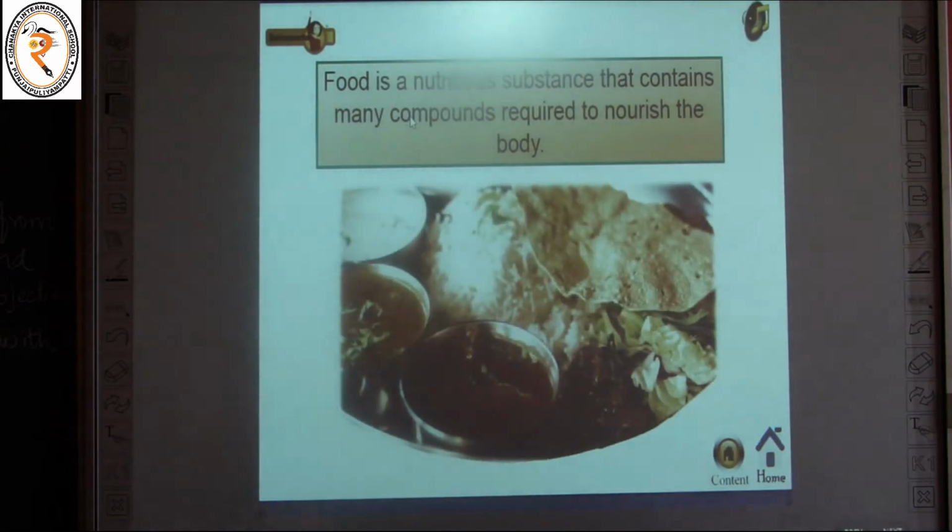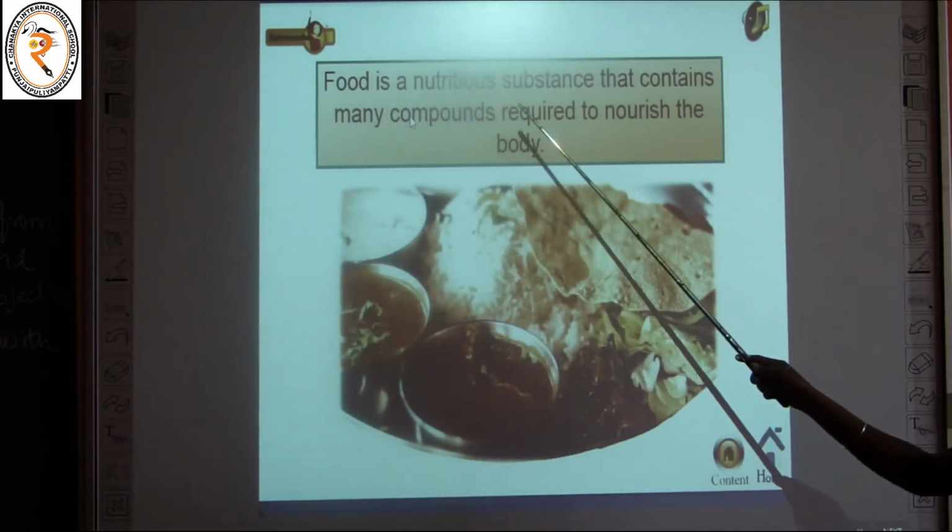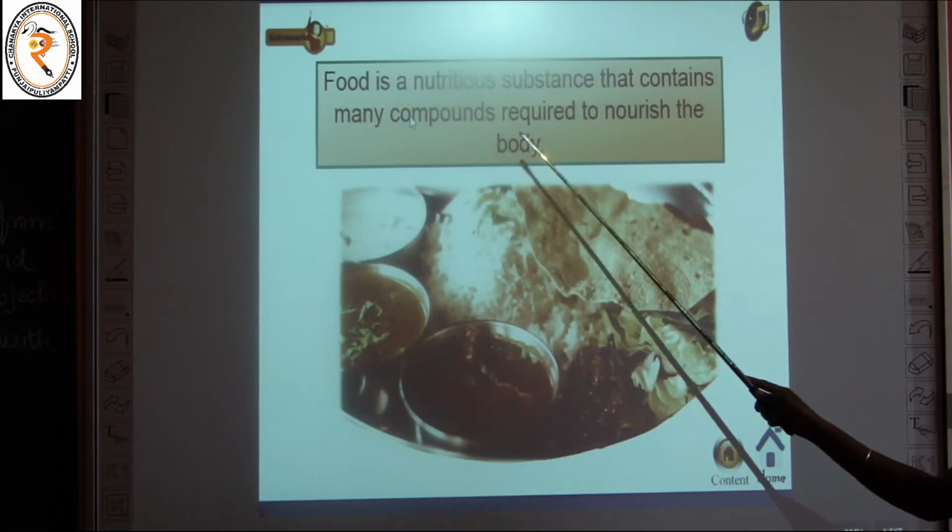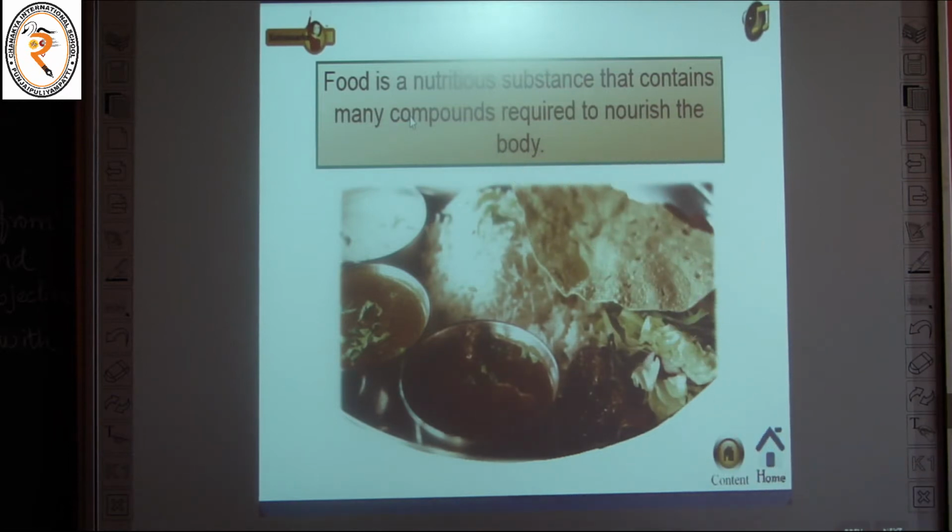Food. What is called food? It is a nutritious substance that contains many compounds required to nourish the body. What is called nutrients? The components of food present in the food items are called nutrients. So the food contains so many nutrients. What are the components of food? Carbohydrates, vitamins, proteins, fats, minerals and water are the essential components of food.